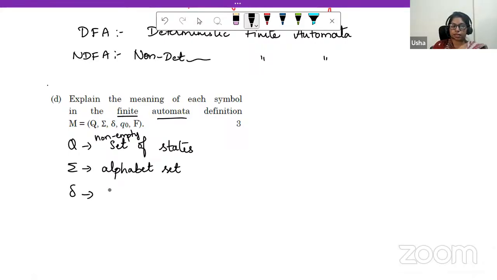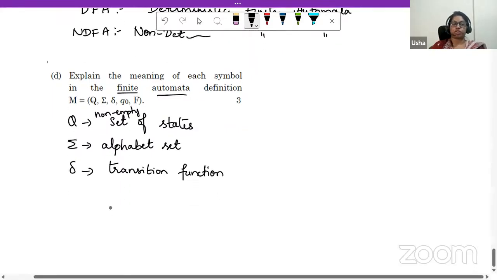And this is a transition function. You can also call it a transition table, which gives you a table. From every state, what is the next state for each and every input will be represented in the form of a table. That is a transition function. It is written in the form of a table.